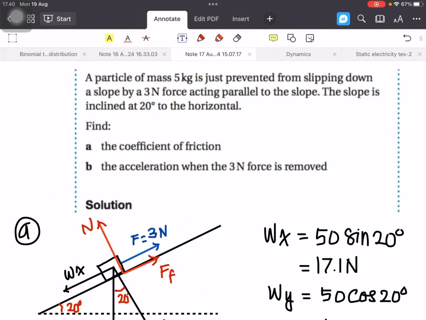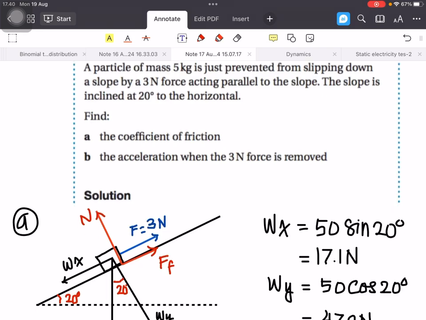Now let's have a practice on how to apply the concept of resolving forces on an inclined plane. Let's answer this question. A particle of mass 5 kg is just prevented from slipping down a slope by a 3 Newton force acting parallel to the slope. The slope is inclined at 20 degrees to the horizontal. Find A, the coefficient of friction, and then B, the acceleration when the 3 Newton force is removed.